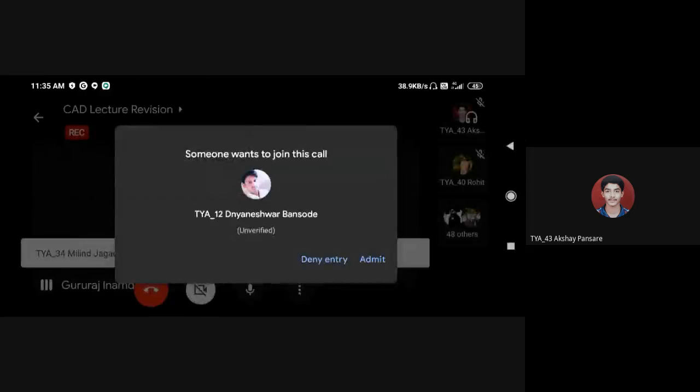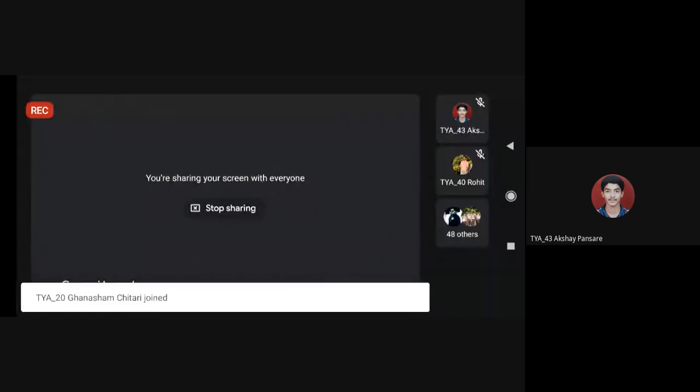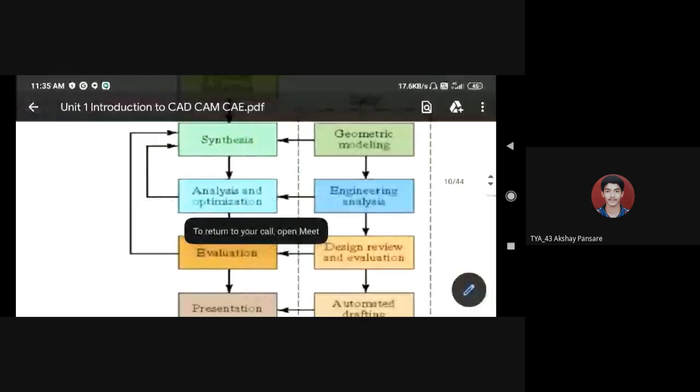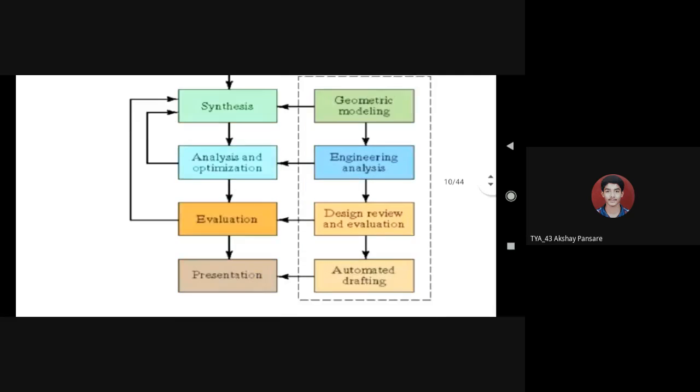Okay, so for that purpose the analysis will help us in industrial aspects. Design review and evaluation is nothing but whatever the design, whatever the analysis, or whatever the requirement.